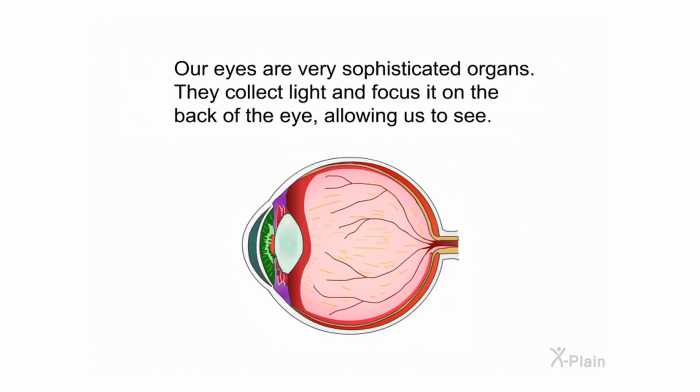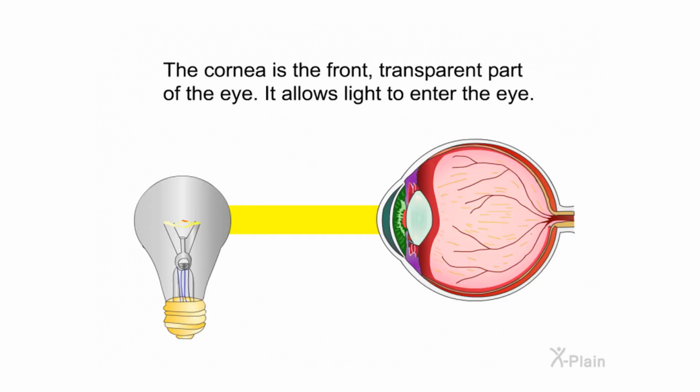Anatomy. Our eyes are very sophisticated organs. They collect light and focus it on the back of the eye, allowing us to see. The cornea is the front transparent part of the eye. It allows light to enter the eye.